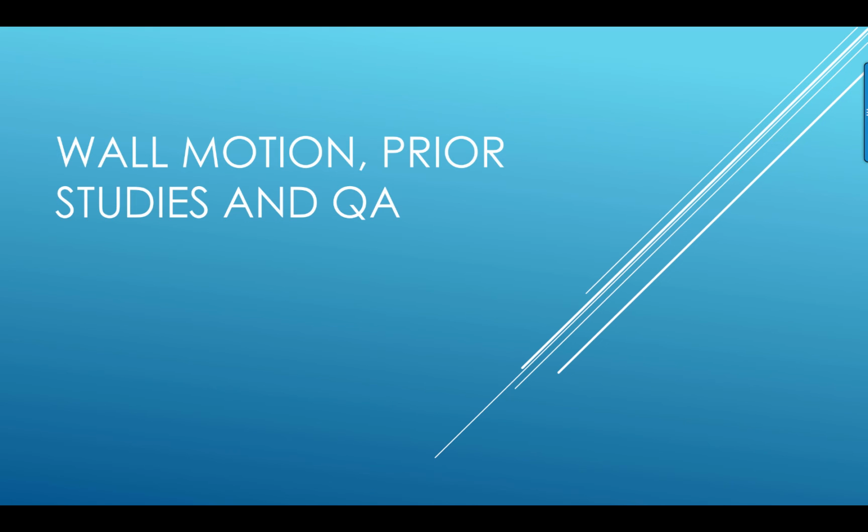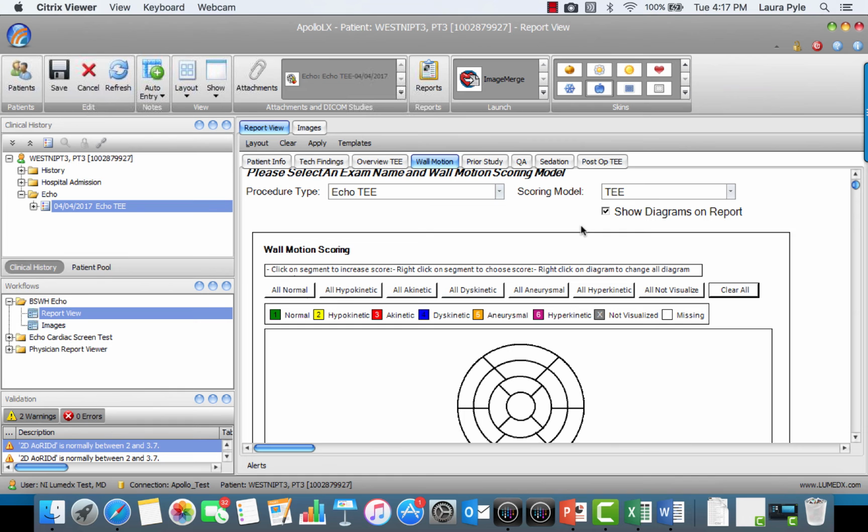Wall motion, prior studies, and QA. Click the Wall Motion tab to see the wall motion scoring diagrams available in the Echo workflow. These allow you to enter wall motion data in a graphical representation of the 17 segments of the heart. Scoring results are numbered and color-coded and can be adjusted using the mouse.